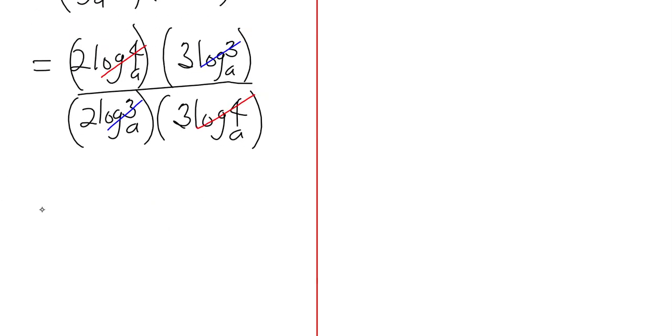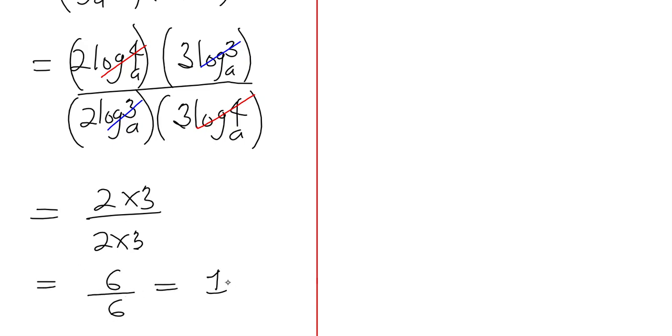At the numerator we can see we are left with 2 and 3, and they are multiplying, so we have 2 times 3 here divided by the same thing at the denominator. We can see 2 and 3 here, that is 2 times 3, and when these two multiply, we get 6 out of 6, and 6 out of 6 gives us 1, and that becomes our solution. Now let's try the last one.